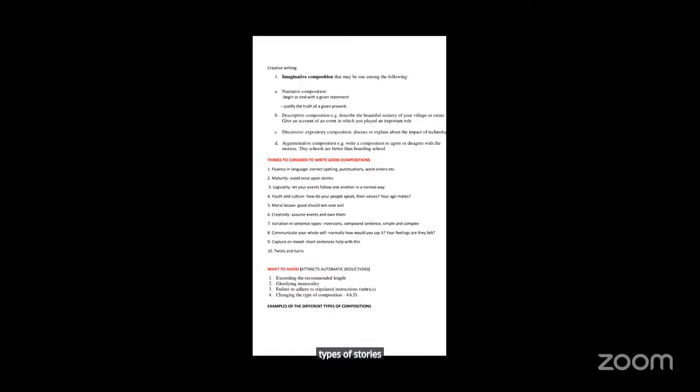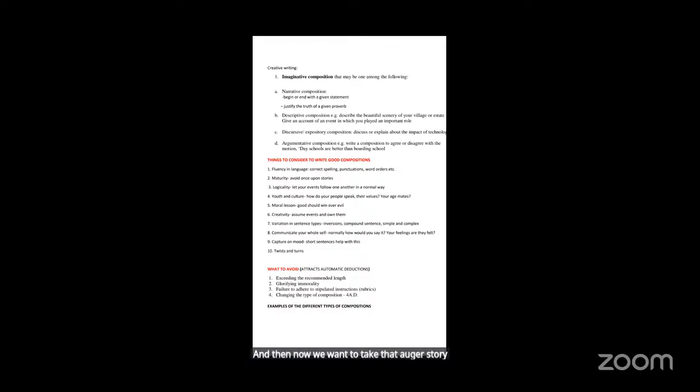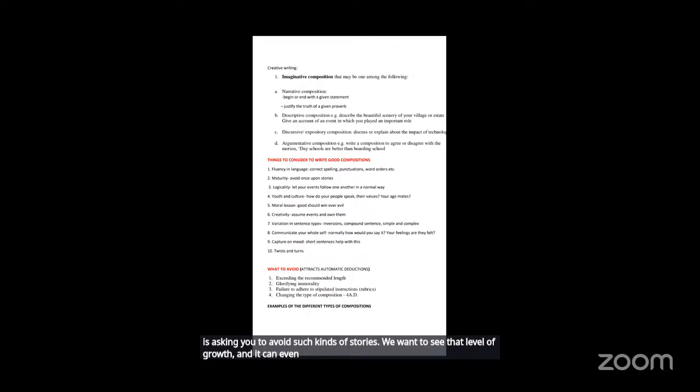And I'm avoiding once upon types of stories because they're also bookish, memorized, and then you want to take that story and own it as yours. So maturity is asking you to avoid such kinds of stories. We want to see that level of growth. And it can even include avoiding cliches.